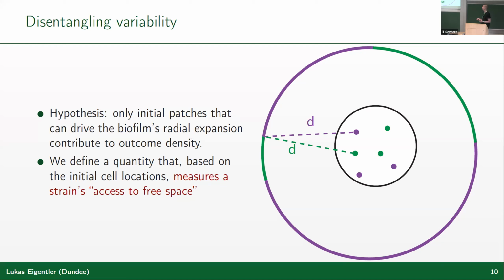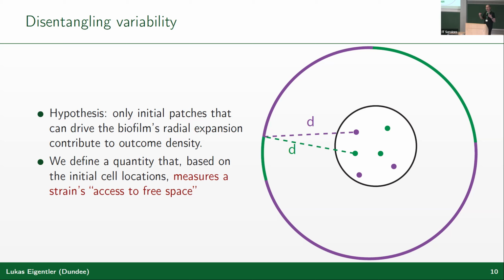because we hypothesized that only those patches that have this so-called access to free space can make a big contribution. So for example, that green microcolony here that's surrounded by others, our hypothesis was that that colony would not be able to make a big contribution. And we also quantified this hypothesis by drawing this big circle here, centered at the center of mass of the initial population. And then we color-coded it depending on which of the initial microcolonies is closest. So here it would be that purple patch, here it would be that green colony here.